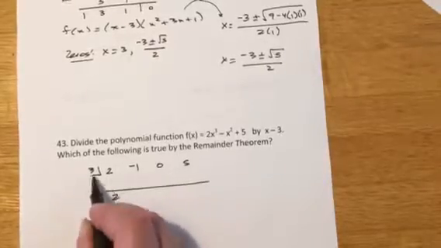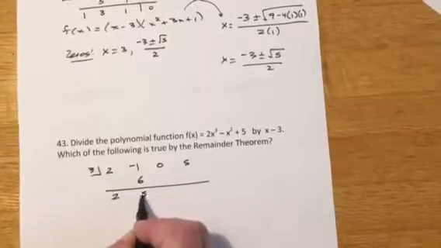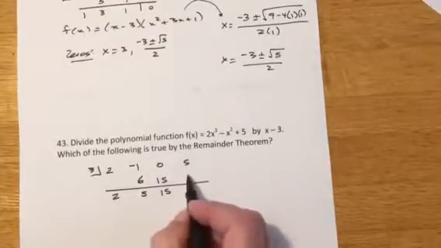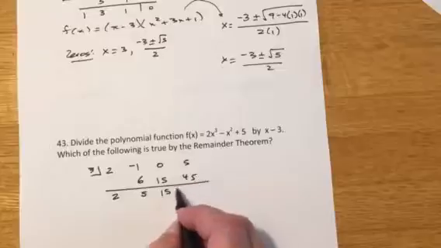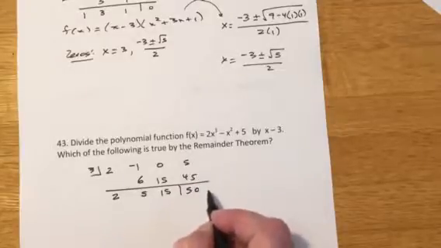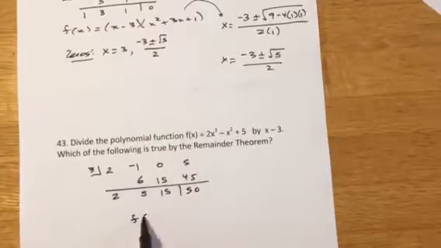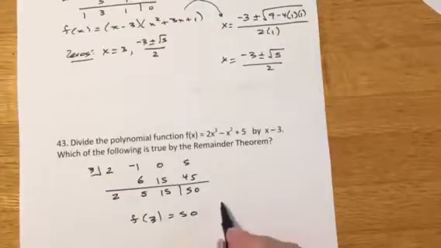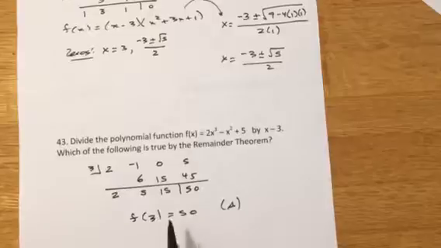Run through your synthetic, so remember multiply, always add going down. 3 times 5 is 15, add going down, multiply, that's 45. Okay, so our remainder is 50, so it's clearly not a 0, but remember what we do know then is that f of 3, if I plug 3 in, I'm going to get 50. So in your options there, that would be A.